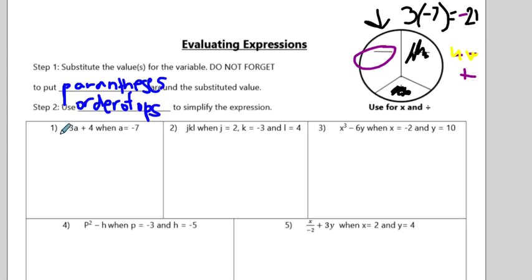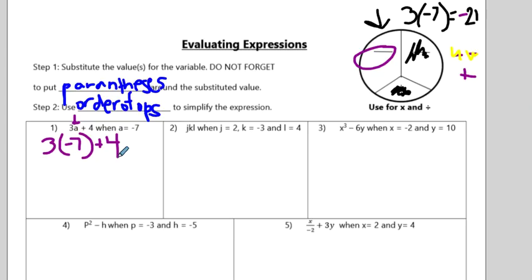All right, so let's take a look at number 1, 3a plus 4 when a equals -7. So again, when we have that a, we're just replacing it with -7. So we go 3, and instead of writing an a, we're going to put our parentheses and plug in that number. So we're going to plug in -7, plus 4.